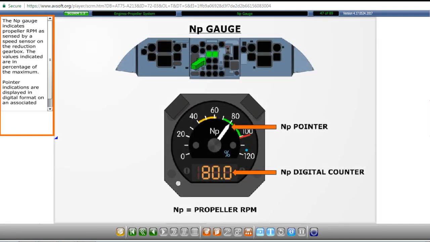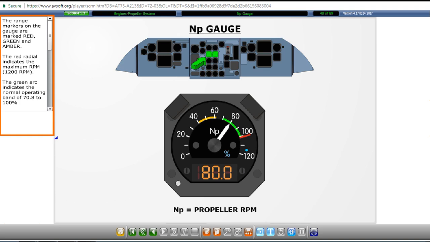The NP gauge indicates propeller RPM as sensed by a speed sensor on the reduction gearbox. The values indicated are in percentage of the maximum. Pointer indications are displayed in digital format on an associated display. The range markers on the gauge are marked red, green, and amber.